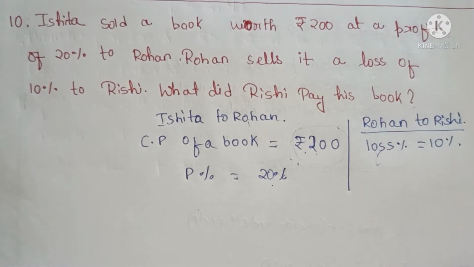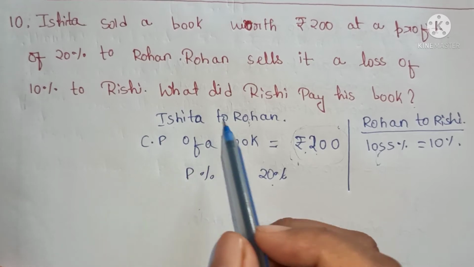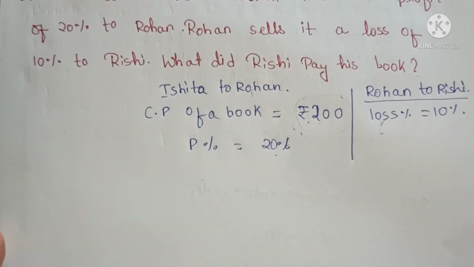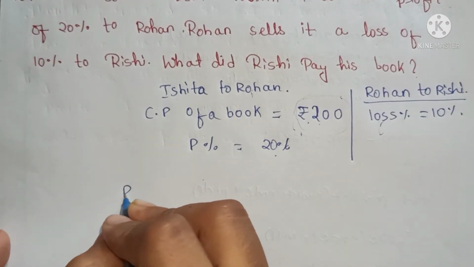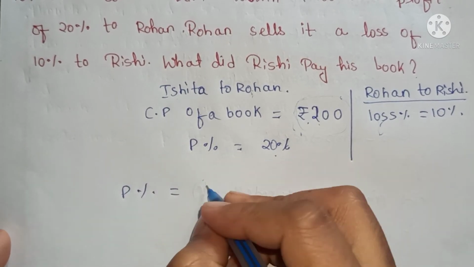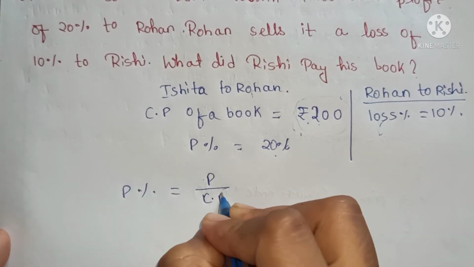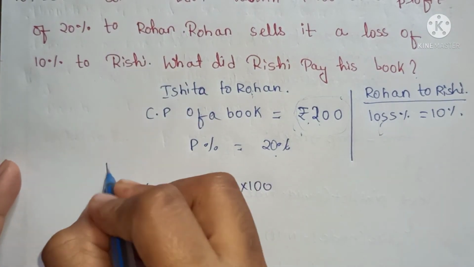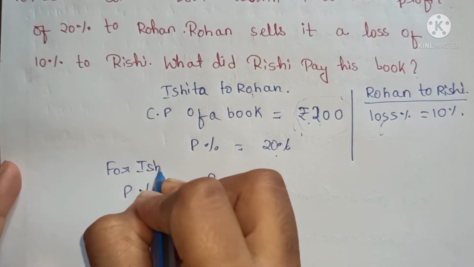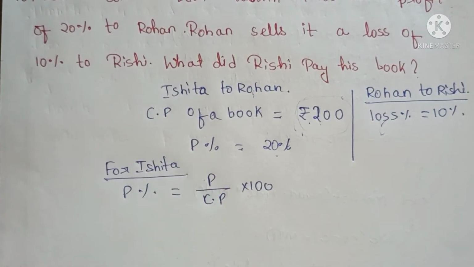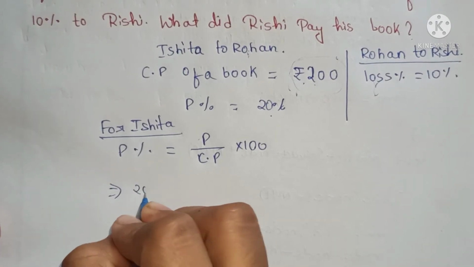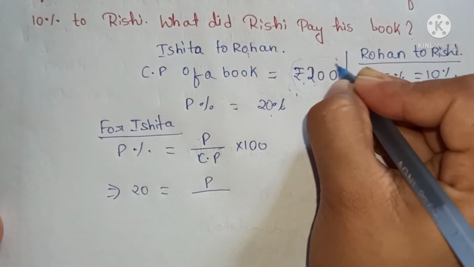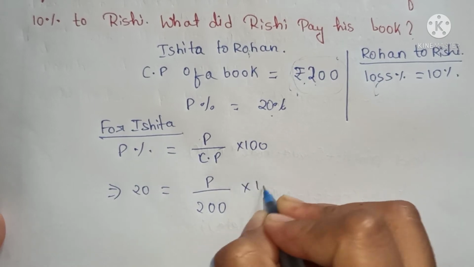So first of all we need to find how much money Ishita charged to Rohan, the SP of Ishita. So we will use this: profit percentage equals P by CP into 100. We will first find it for Ishita. We will write here for Ishita so that we can get clarity about which numbers we are using. P by CP, we will use this CP now, 200 into 100.